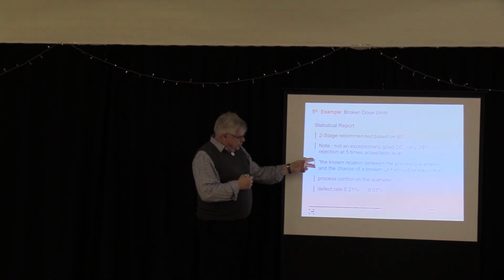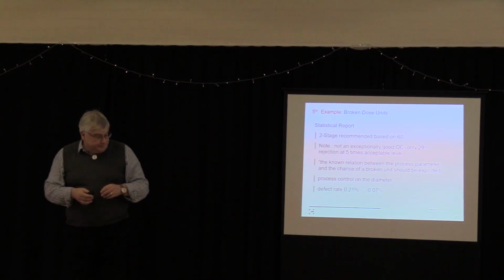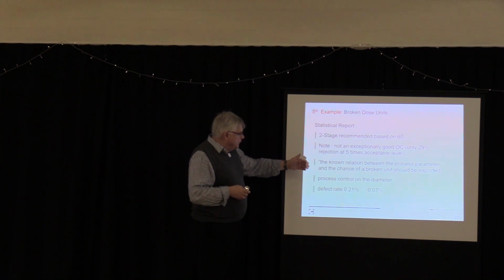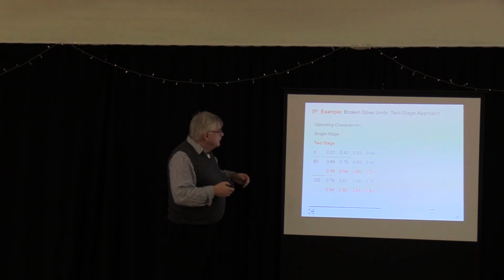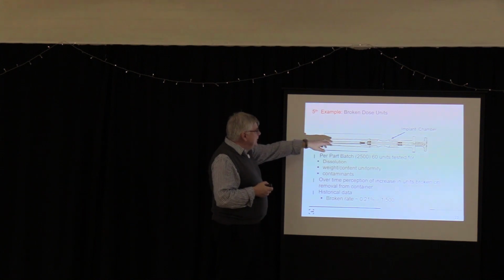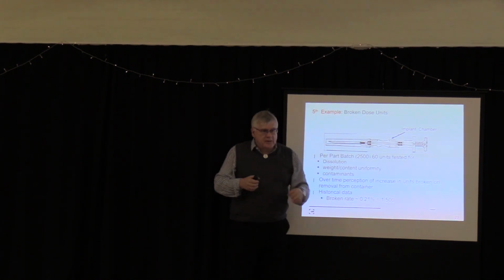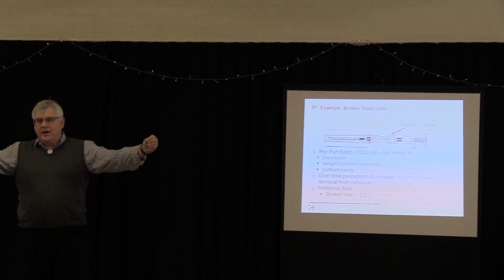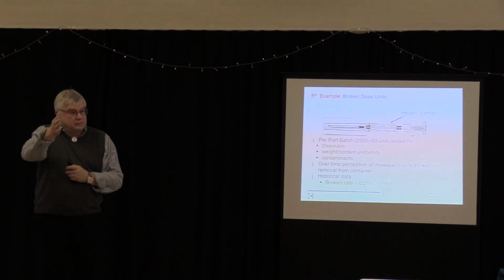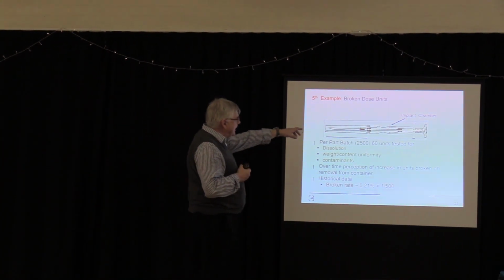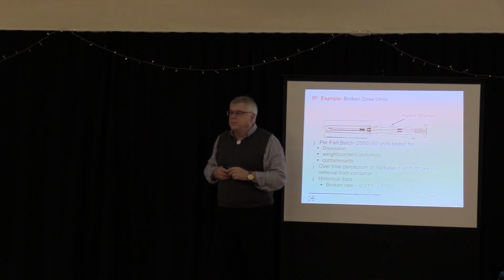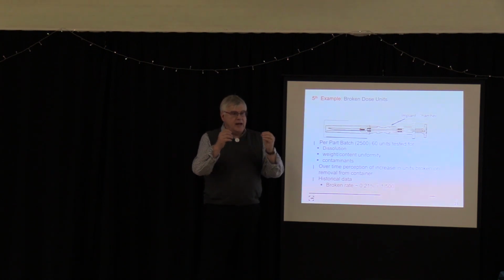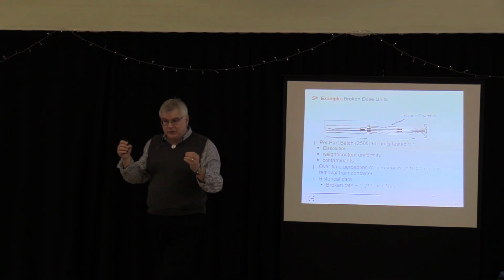And then I wrote, the known relationship between the process parameter and the chance of a broken unit should be explored. The process control on the diameter. Essentially, when the implant was manufactured, it's in a polymer, and they stretch the polymer out with the drug in it, and then they cut it into the appropriate length, and then that gets put into the syringe.